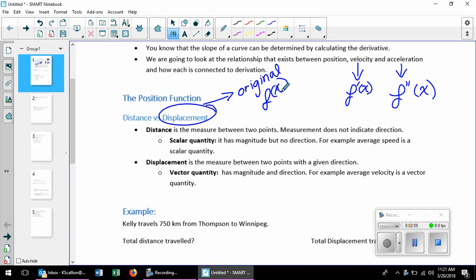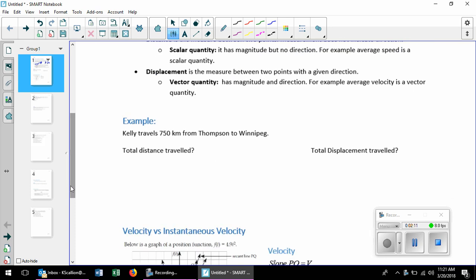All right. So Kelly travels 750 kilometers from Thompson to Winnipeg. Total distance traveled? Let's do it round trip. Round trip. So, total distance traveled? I've traveled 1,500 kilometers. What about total displacement?